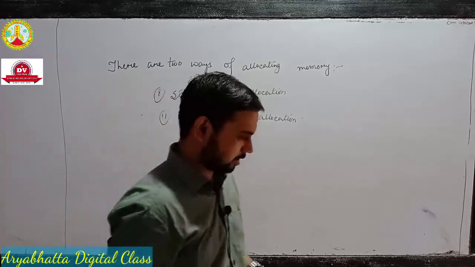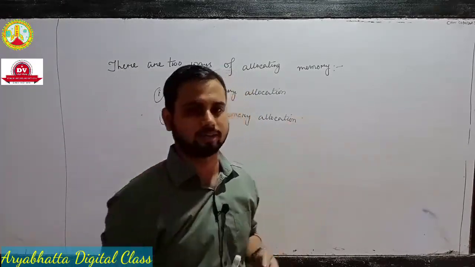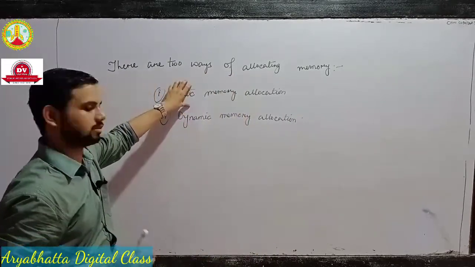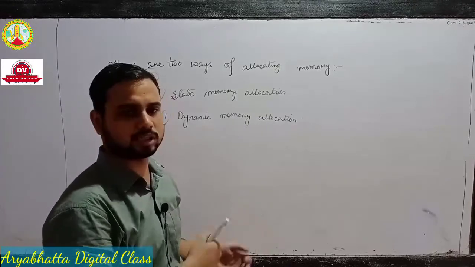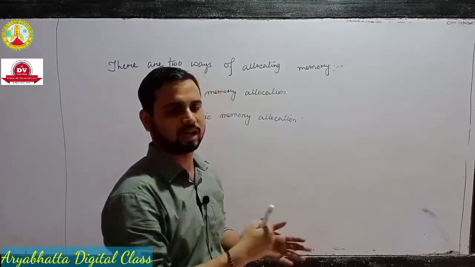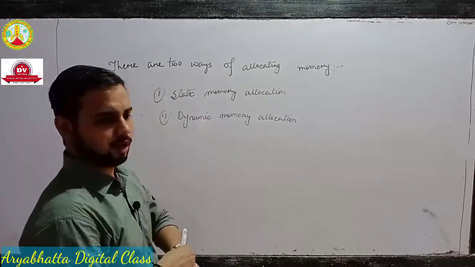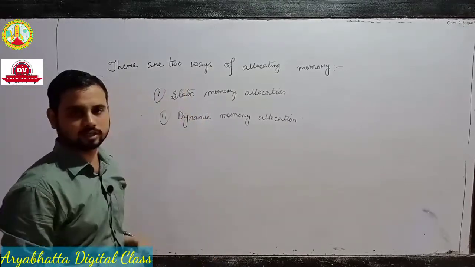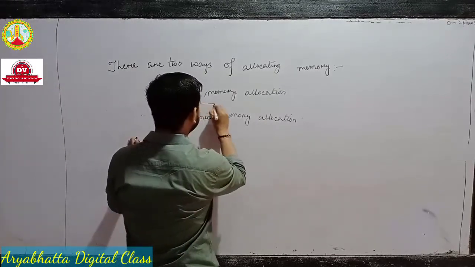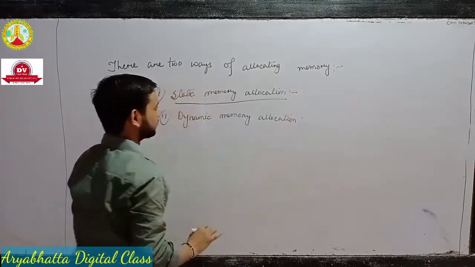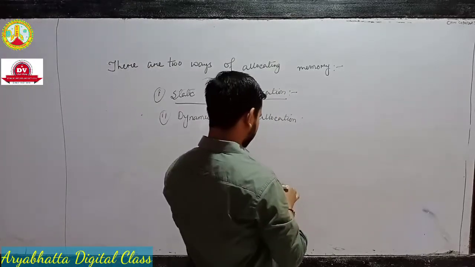When you hear the word static, what comes to your mind? Static means constant, okay? And dynamic means it will not be constant, it has variety. Static means it is constant and fixed, right? So when we study static memory allocation, in here memory is allocated, okay?